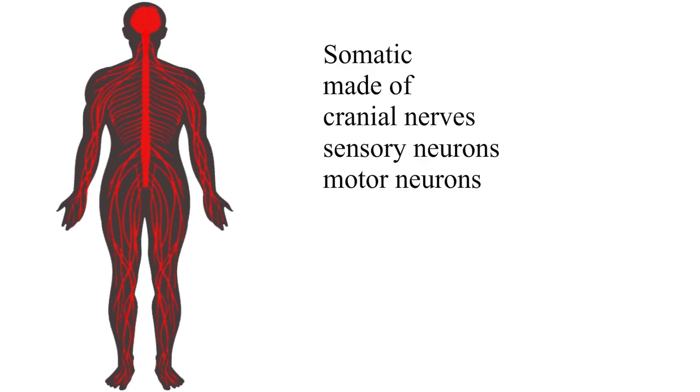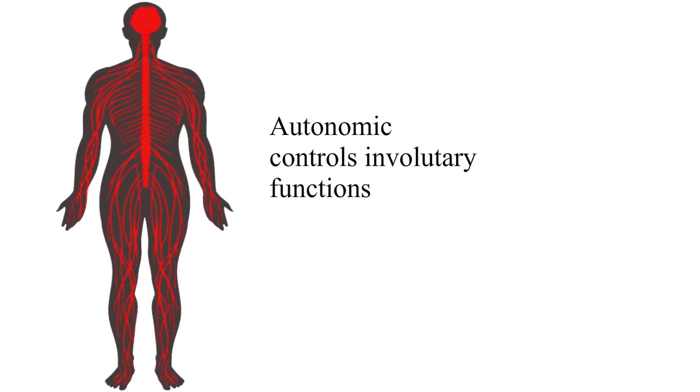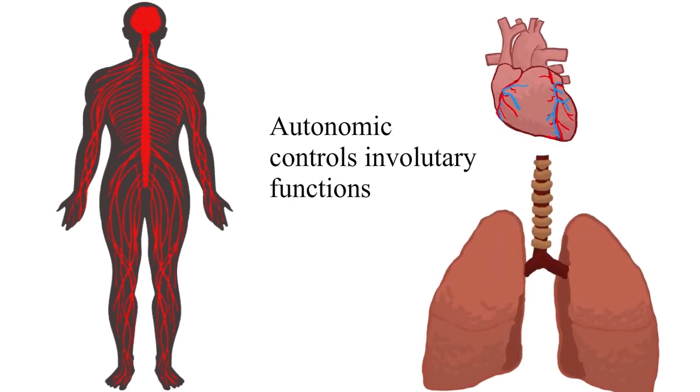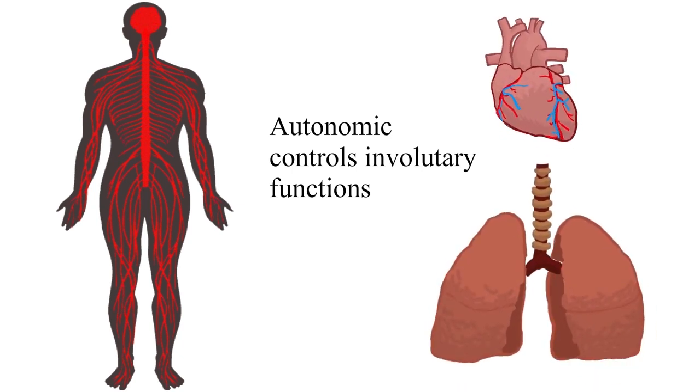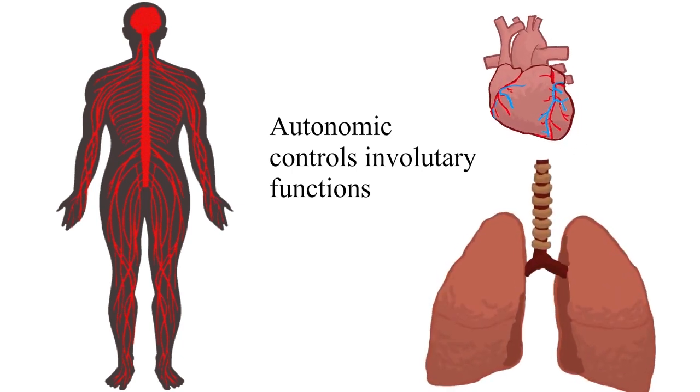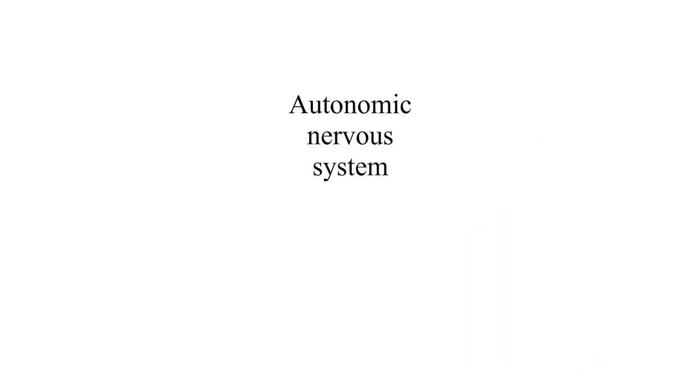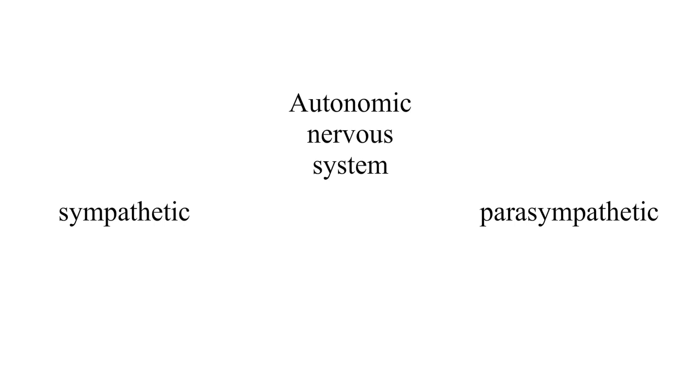The somatic nervous system is made up of cranial nerves, sensory and motor neurons. The autonomic nervous system is in control of automatic functions such as the heart rate and breathing, as well as playing a role in reflexes. Within the autonomic nervous system, there are two other systems known as the sympathetic and parasympathetic systems.